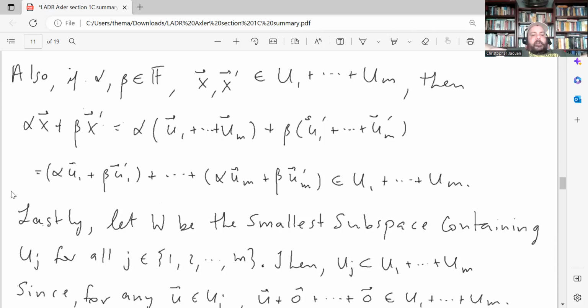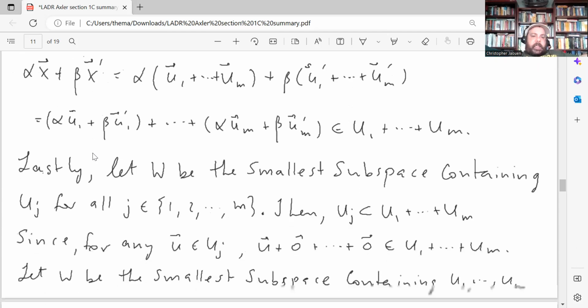So you have alpha U1 plus beta U1 prime all the way up to alpha UM plus beta UM prime. And each of those terms in the sum are elements from the subspaces U1 through UM in the prescribed way for a sum of subsets, which means that it's an element of the sum U1 plus ... up to UM. Okay, so it's closed under linear combinations, so it's a subspace.